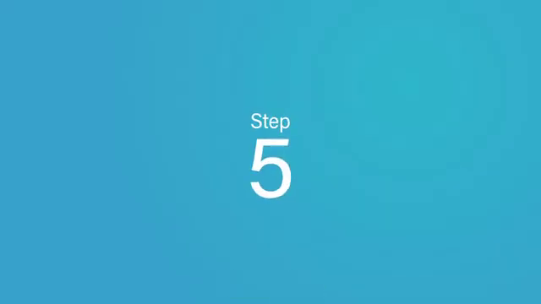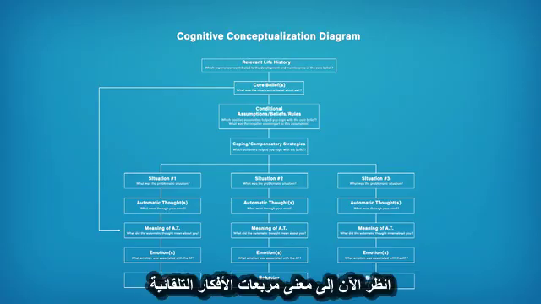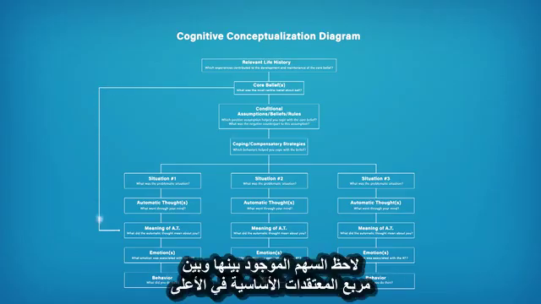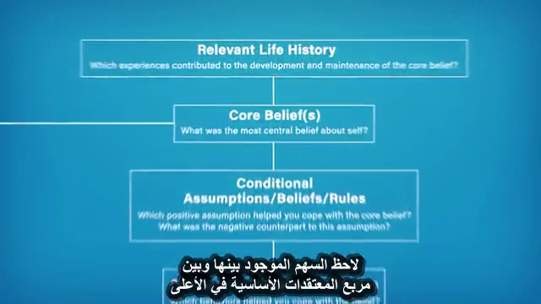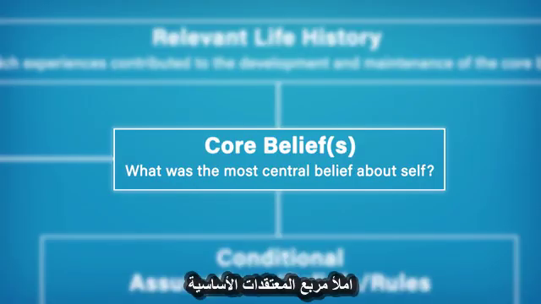Step 5. Now look at the meaning of the automatic thought boxes. Note the arrow between it and the core belief box at the top. Fill in the core belief box.